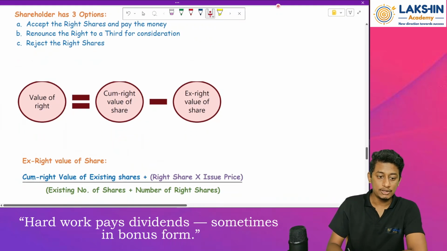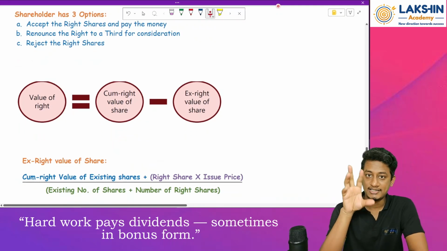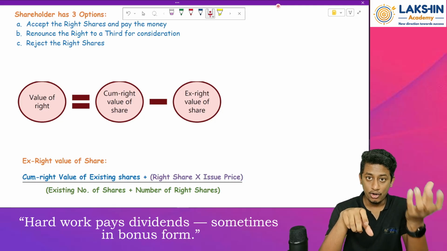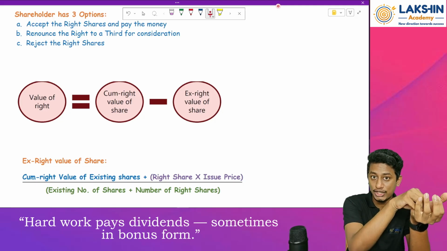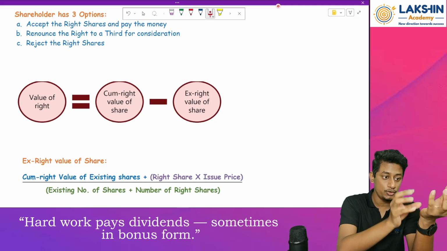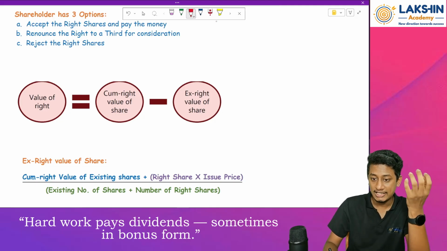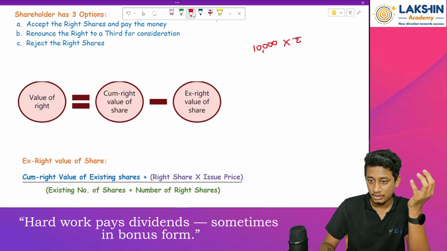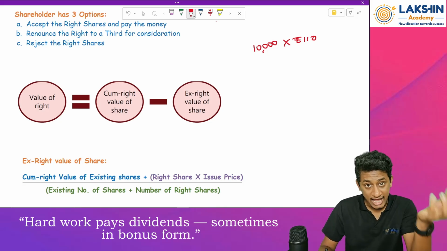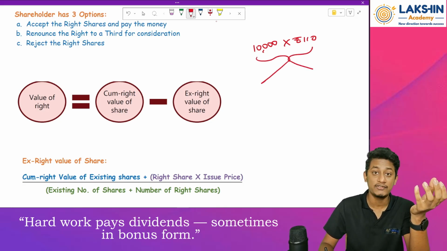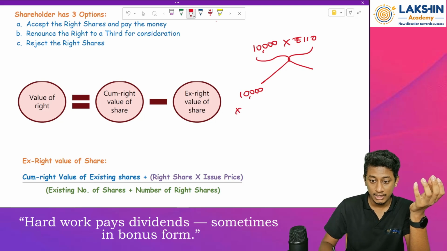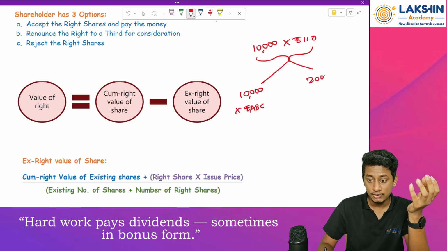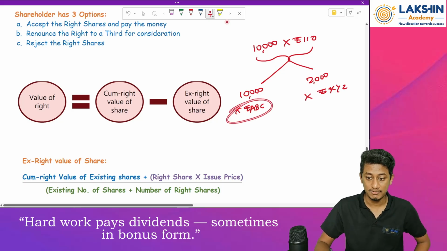Now, we need to find the value of a right. Whatever rights shares are given to you, it is assumed that they are already existing in the current holding you have. It's just that you are taking them out. So basically, we are assuming that the existing 10,000 shares at rupees 110 had a bifurcation: 10,000 into some value ABC, and out of this 2,000 equity shares are removed at rupees XYZ. These values I will tell you how to compute.